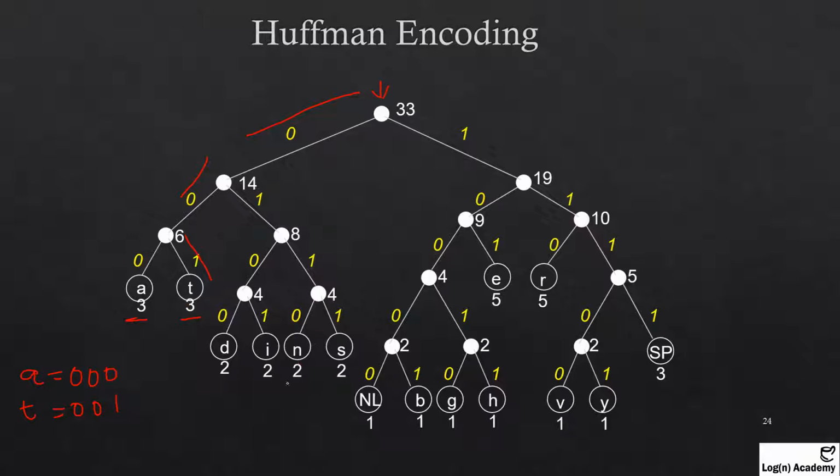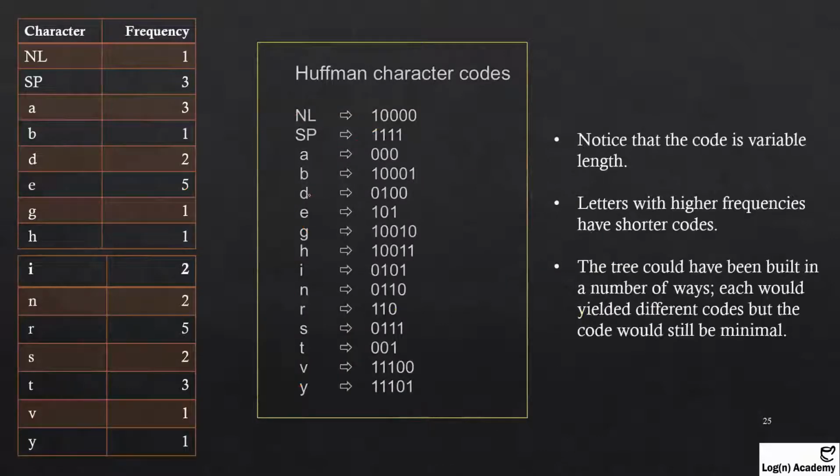Let's say for n, the path we will have to take is 0, 1, 1, 0. So this is the path. As you can see here, we have character codes. Every character has a code now. A has a code 000, B has a code 10001, and that's how we have assigned the code to every character. I've just shown you how these codes have been assigned.